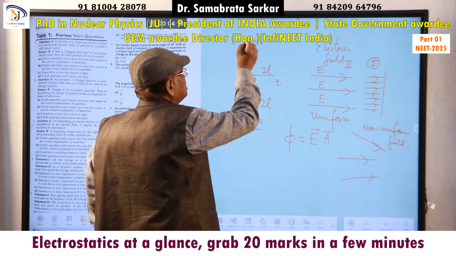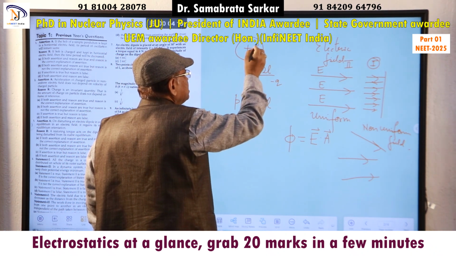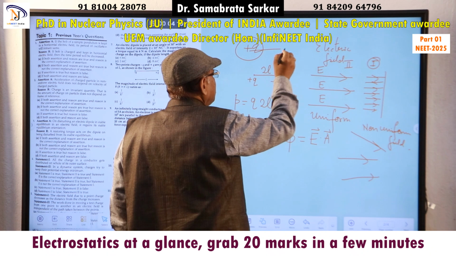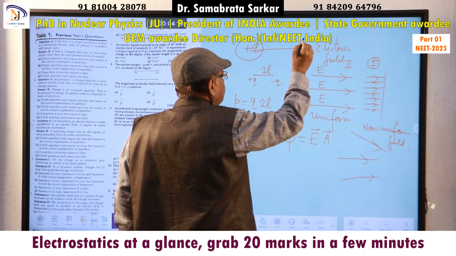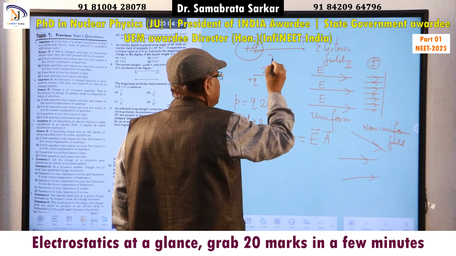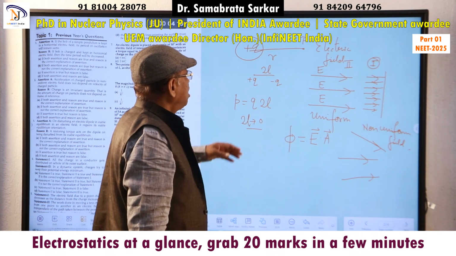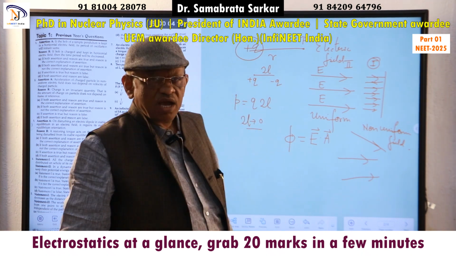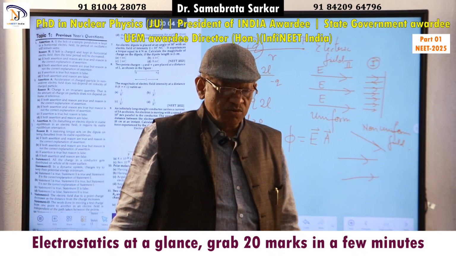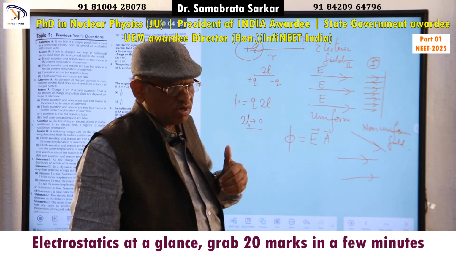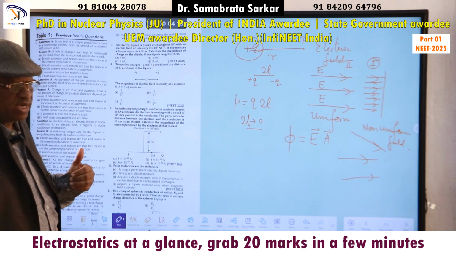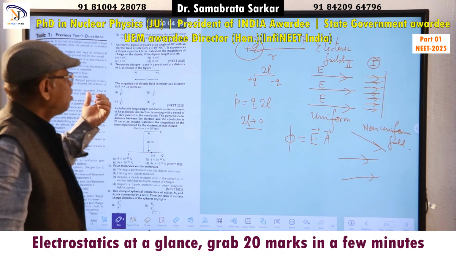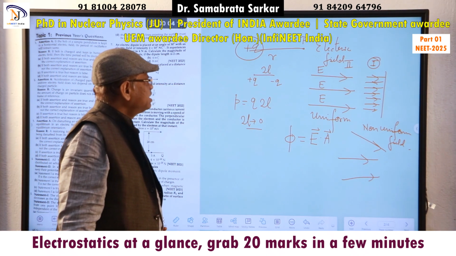Suppose a positive charge Q is here, and from this charge you take a point P at a distance r. Then how can I define electric field intensity? What I write, you just follow. Later on, you will compare it. Now, what is electric field intensity?